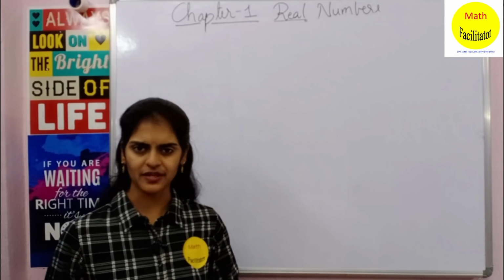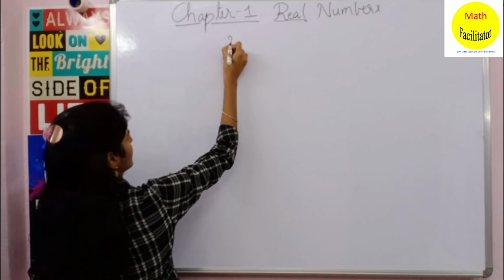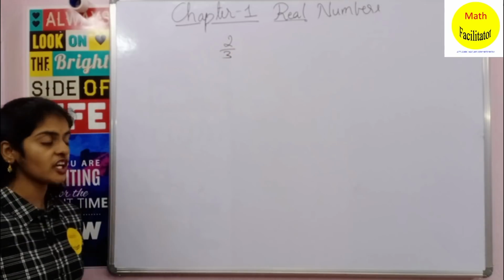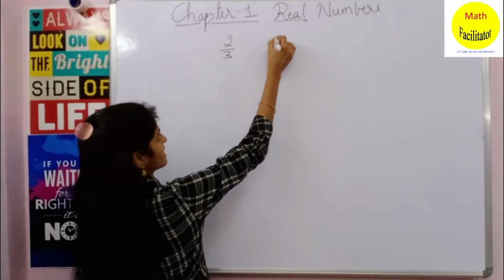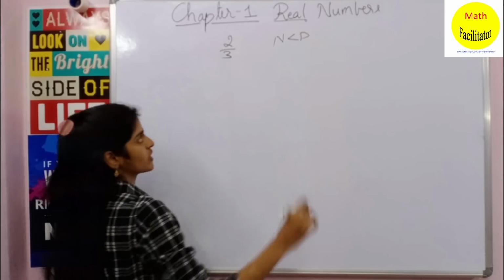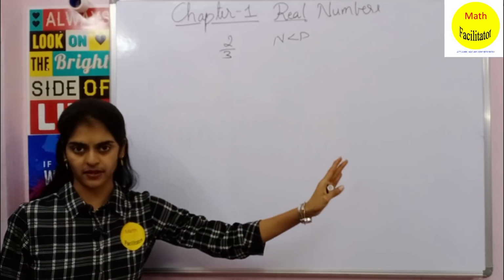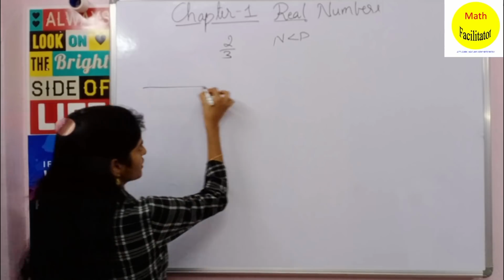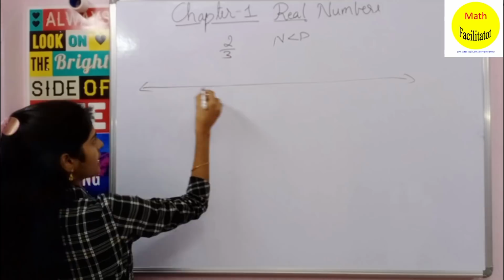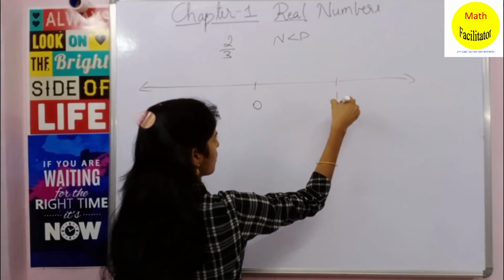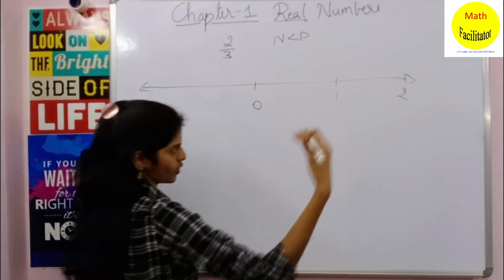Now if I have to represent 2 by 3 on the number line, here also you can see that the numerator is less than the denominator, so it is a proper fraction and the value lies between 0 and 1. Clear? So now, drawing the number line, marking points 0, 1, 2 and so on.